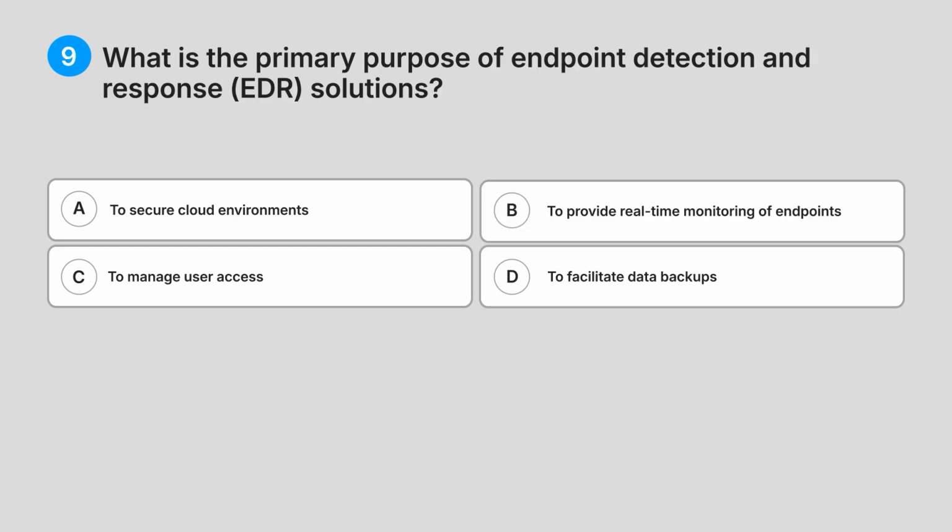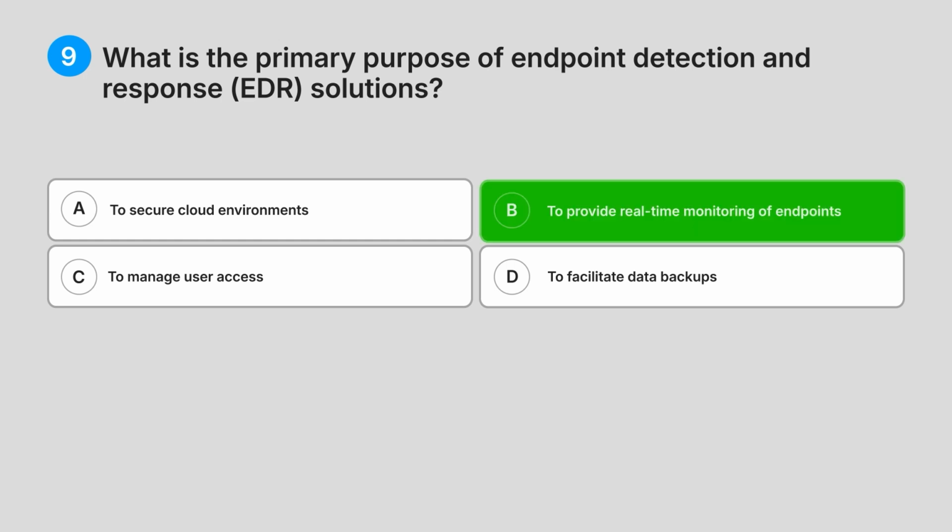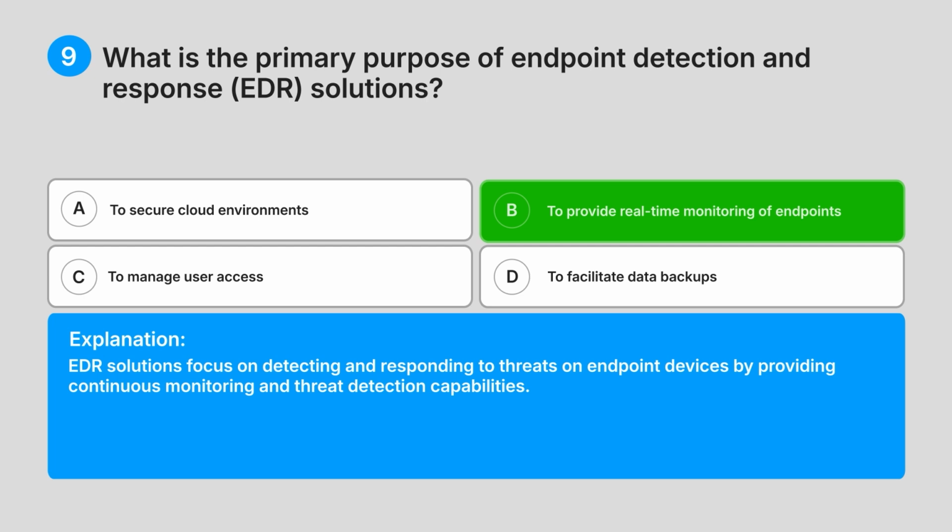9. What is the primary purpose of endpoint detection and response, EDR solutions? A. To secure cloud environments. B. To provide real-time monitoring of endpoints. C. To manage user access. D. To facilitate data backups. Can you guess the answer? Correct answer: B. To provide real-time monitoring of endpoints. Explanation: EDR solutions focus on detecting and responding to threats on endpoint devices by providing continuous monitoring and threat detection capabilities.